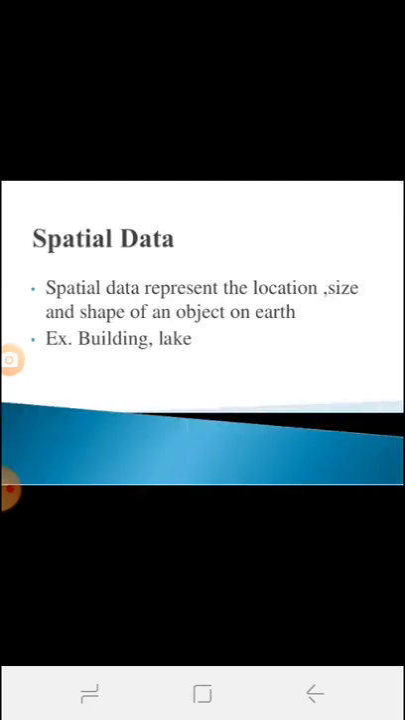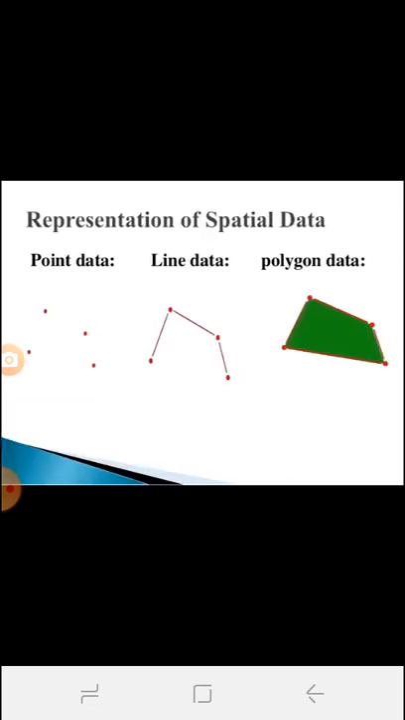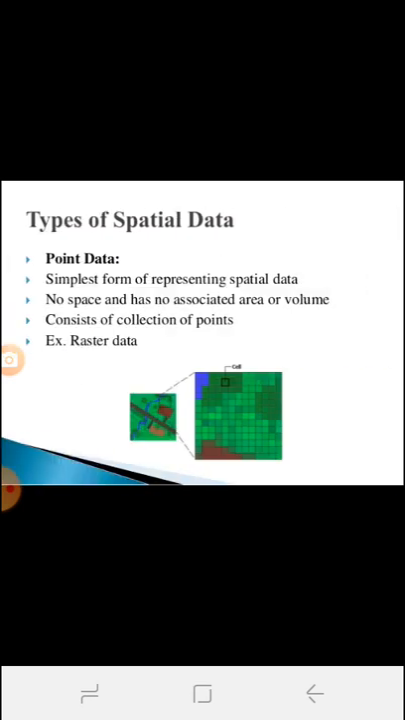Spatial data. What is spatial data? Spatial data represent the location, the size and the shape of an object. Then how do we represent this spatial data? It is point representation, line representation, and polygon representation. Then, what are the types?